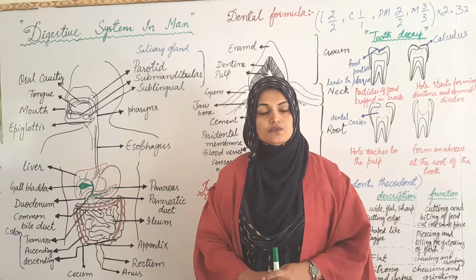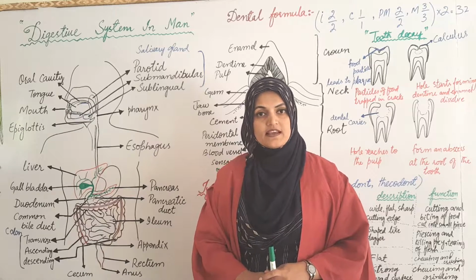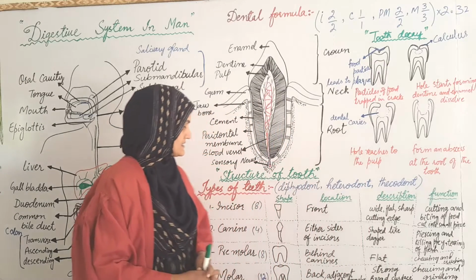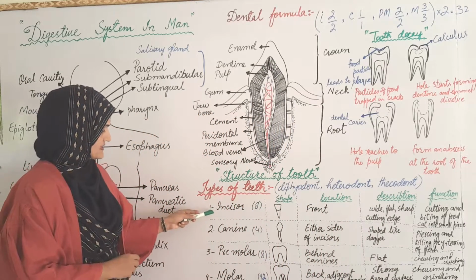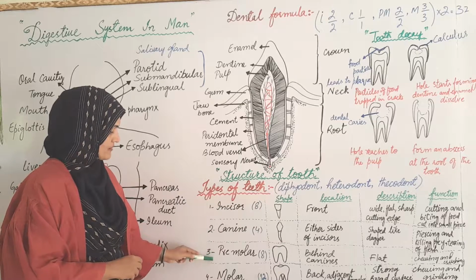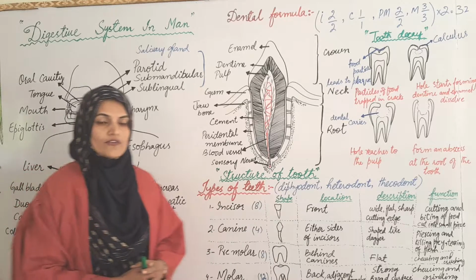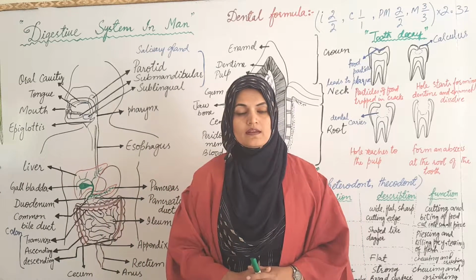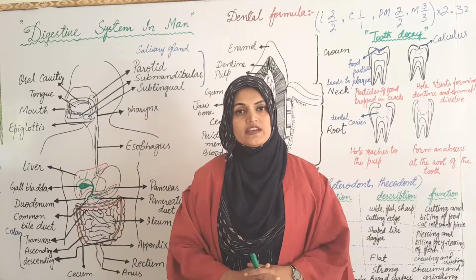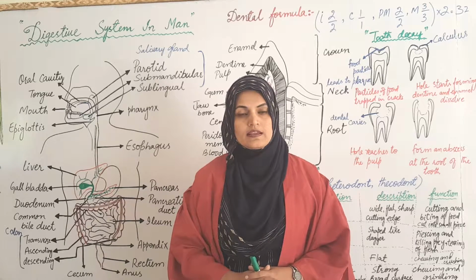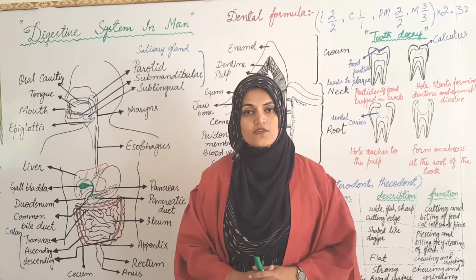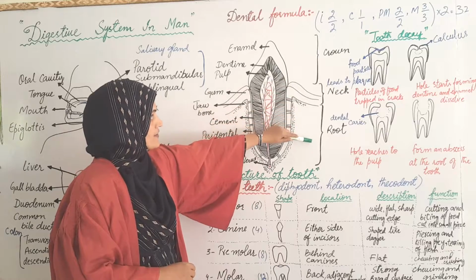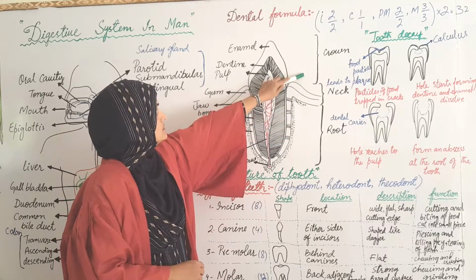There are 32 teeth present inside the oral cavity of man, and these teeth are divided into 4 categories: incisor, canine, premolar and molar, about which I have explained in the previous lecture. The basic structure of these teeth is similar. Each tooth of man consists of 3 parts: crown, neck and root.